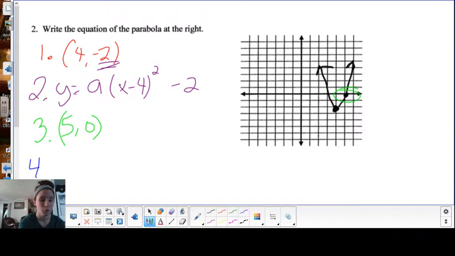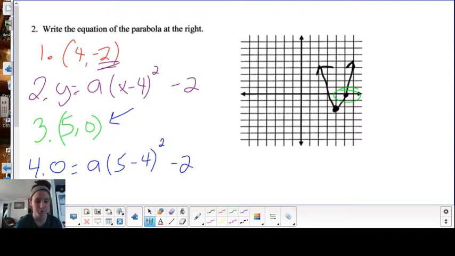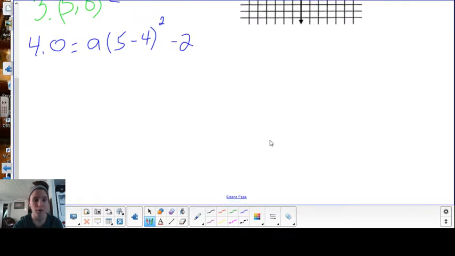Step 4, plug in that guy for my y and my x in my equation in step 2. So 0 is equal to a times 5 minus 4 quantity squared minus 2. I don't know if you can see that. Can you even see that? Oh, sweet, you can. Okay. Now, for step 5 and on, we're going to solve this. So I want to solve for a. So I do whatever's in my parentheses first. So 5 minus 4 is 1. Good.